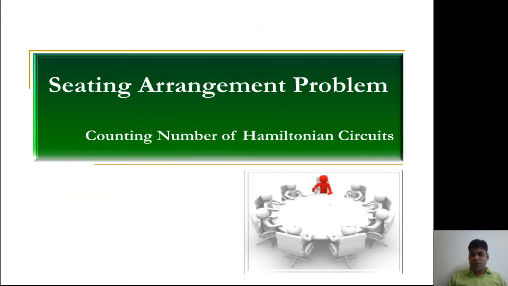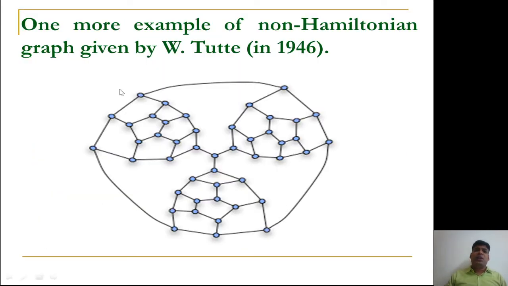Consider another graph. It's a very special graph, given by the mathematician Tutte in 1946. It's again a beautiful graph. There are so many vertices here, and unfortunately the conclusion is that this graph also does not admit a Hamiltonian circuit. So a graph may or may not have a Hamiltonian circuit, whether it's connected or not, whether it contains circuits or not.